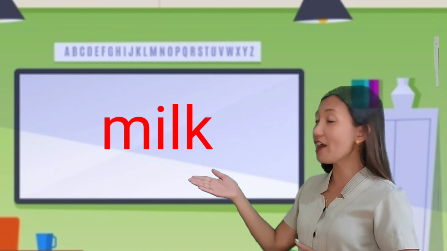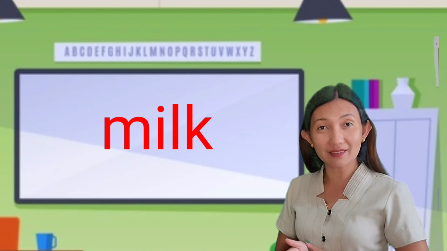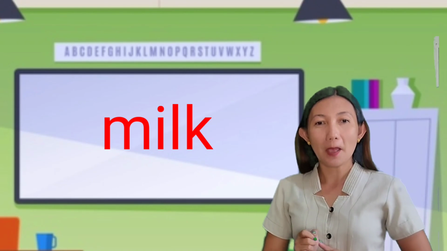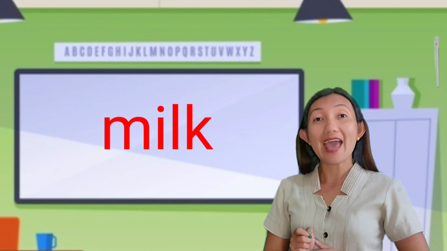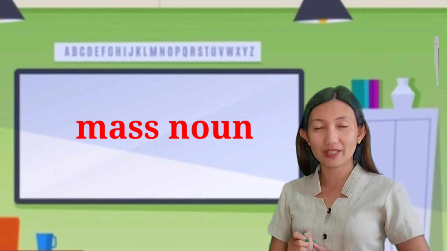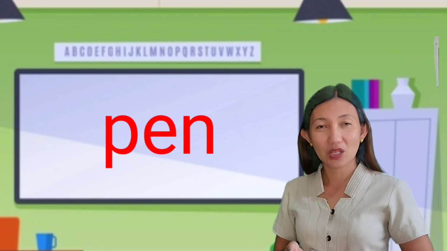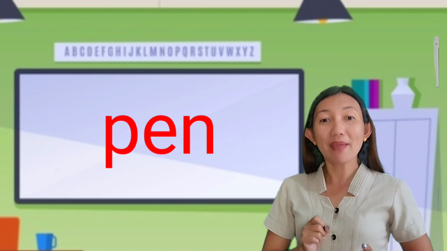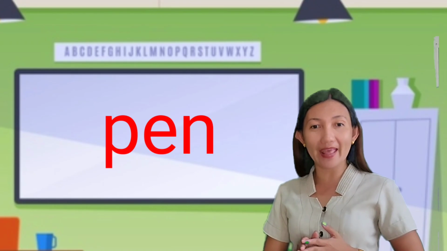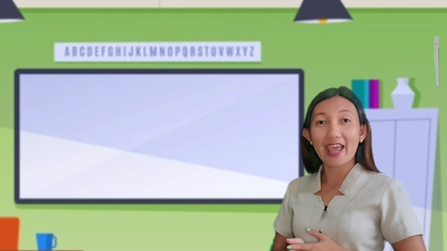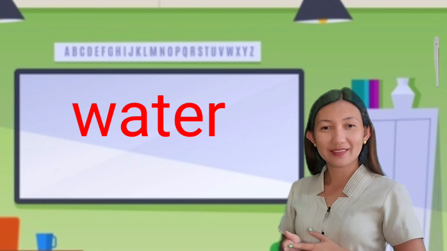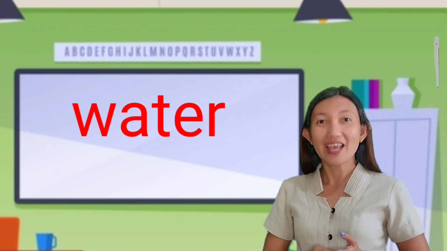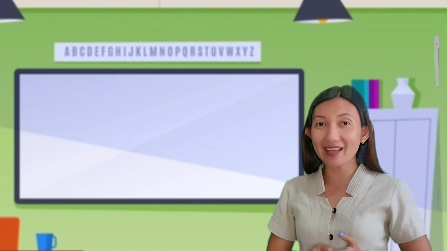Number 3, we have milk. What do you think? Is it a count noun or a mass noun? Very good. Milk cannot be counted. The answer is mass noun. Number 4, pen. What is it? Count noun or mass noun? Very good. Pen can be counted. Therefore, the answer is count noun. And number 5, water. Can you count water? Is it a mass noun or a count noun? Very good. Water is a mass noun.